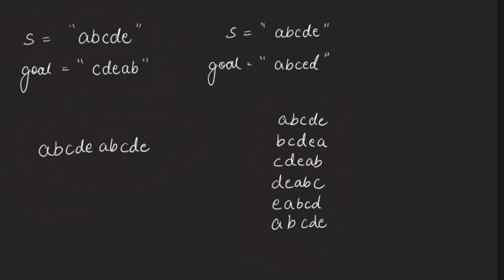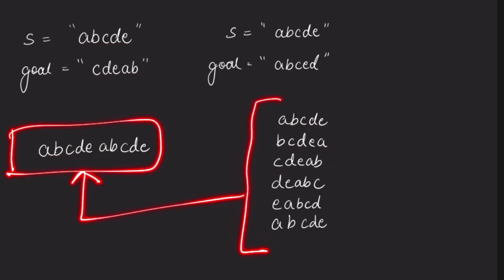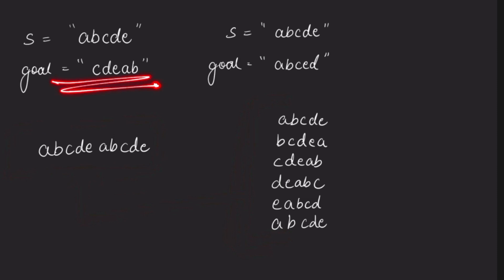If our answer is true, then this goal string will also be present as a substring inside this particular string, because if our answer is true, then that means one of these strings will match the goal. Then only our answer will be true. Since all of these versions are present as a substring inside this particular string, then this goal will also be present as a substring inside this particular string.